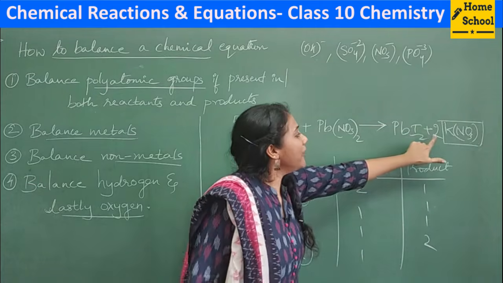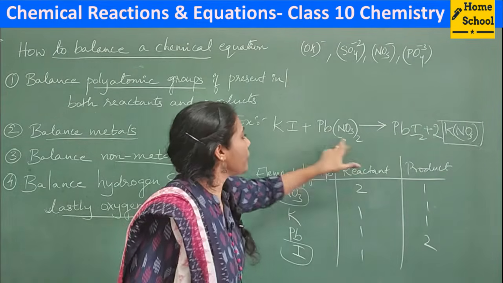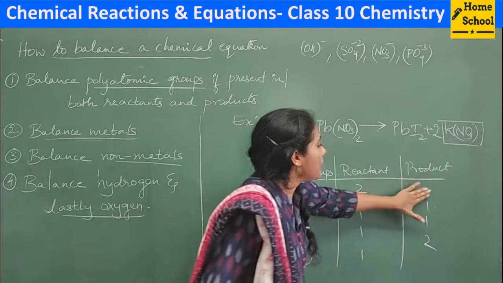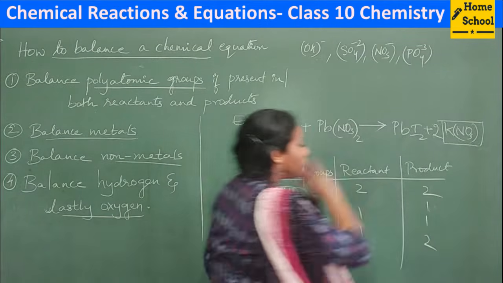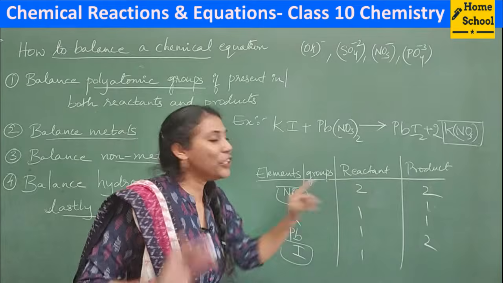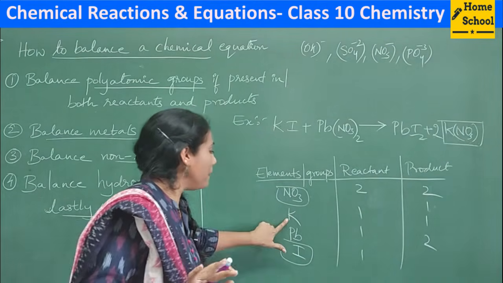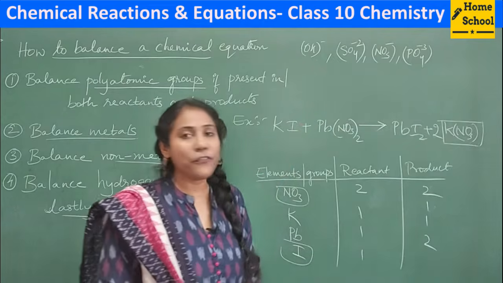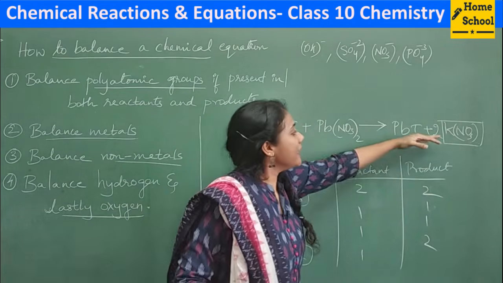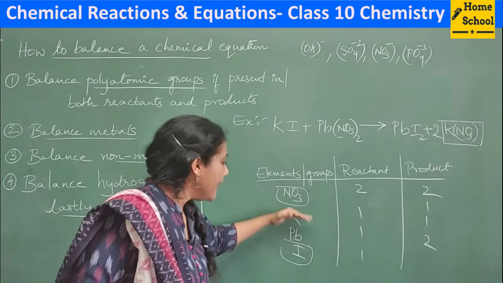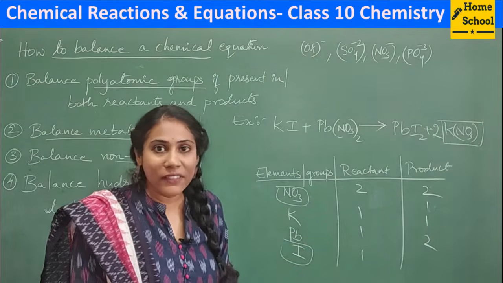Okay, so the moment you have put 2 here, now you check it. In the reactant side, 2 NO3s are there. In the product side, now it will become 2. So our NO3 groups are balanced. But now check potassium, is it there in a balanced form or not? After putting a digit, every atom needs to be checked. Not only NO3, every atom needs to be checked once again.